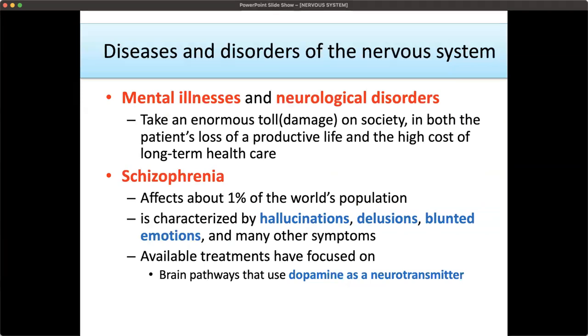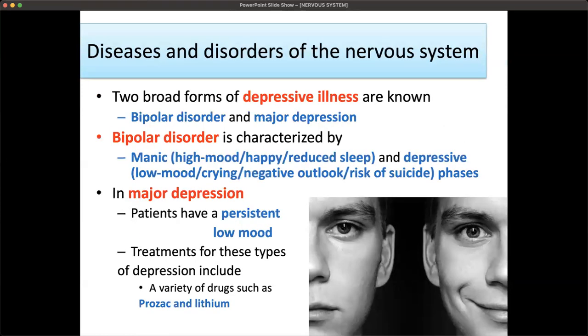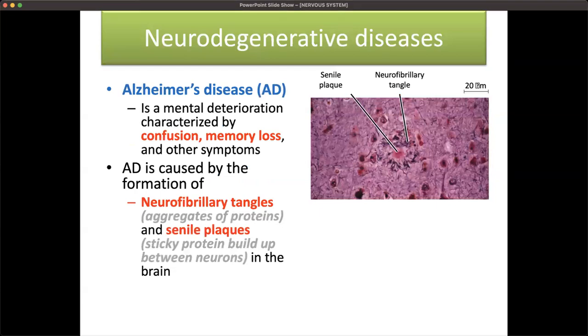So let's see some of the diseases and disorders regarding the nervous system. Most of them are concerning mental illness or neurological disorders. So for example, schizophrenia. And then we have the depressive illnesses, which are the bipolar disorder and major depression. The major depression patient is going to have a persistent low mood. For the bipolar, they have manic and depressive phases. Suddenly they have high mood and then suddenly they are going to be low mood. And we have Alzheimer disease, a mental or brain deterioration characterized by confusion or memory loss.